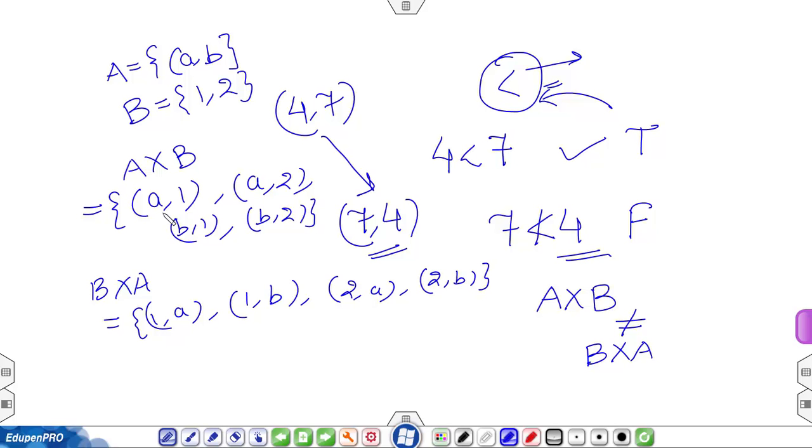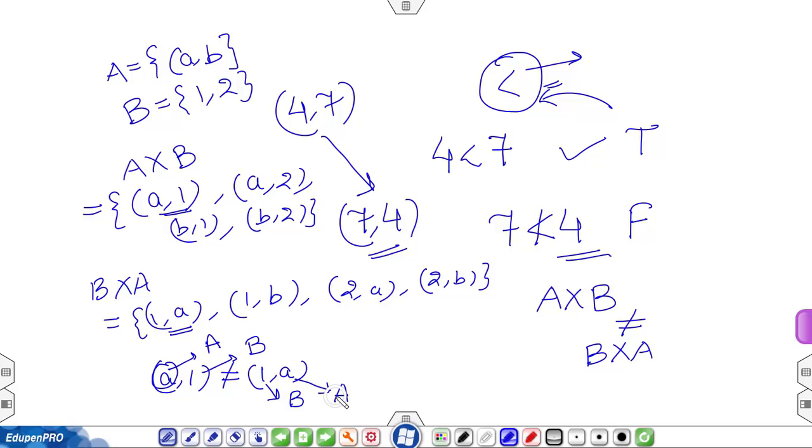Now, if we take the first ordered pair of this A cross B and the first ordered pair of this B cross A, are these two the same? That means, are (a, 1) and (1, a), these two ordered pairs, the same? No. Why? Because here you can see that this a, the first element of this ordered pair, belongs to set A and the second element of this ordered pair belongs to set B. But here the first element of this ordered pair, 1, belongs to set B and the second element of this ordered pair belongs to set A.